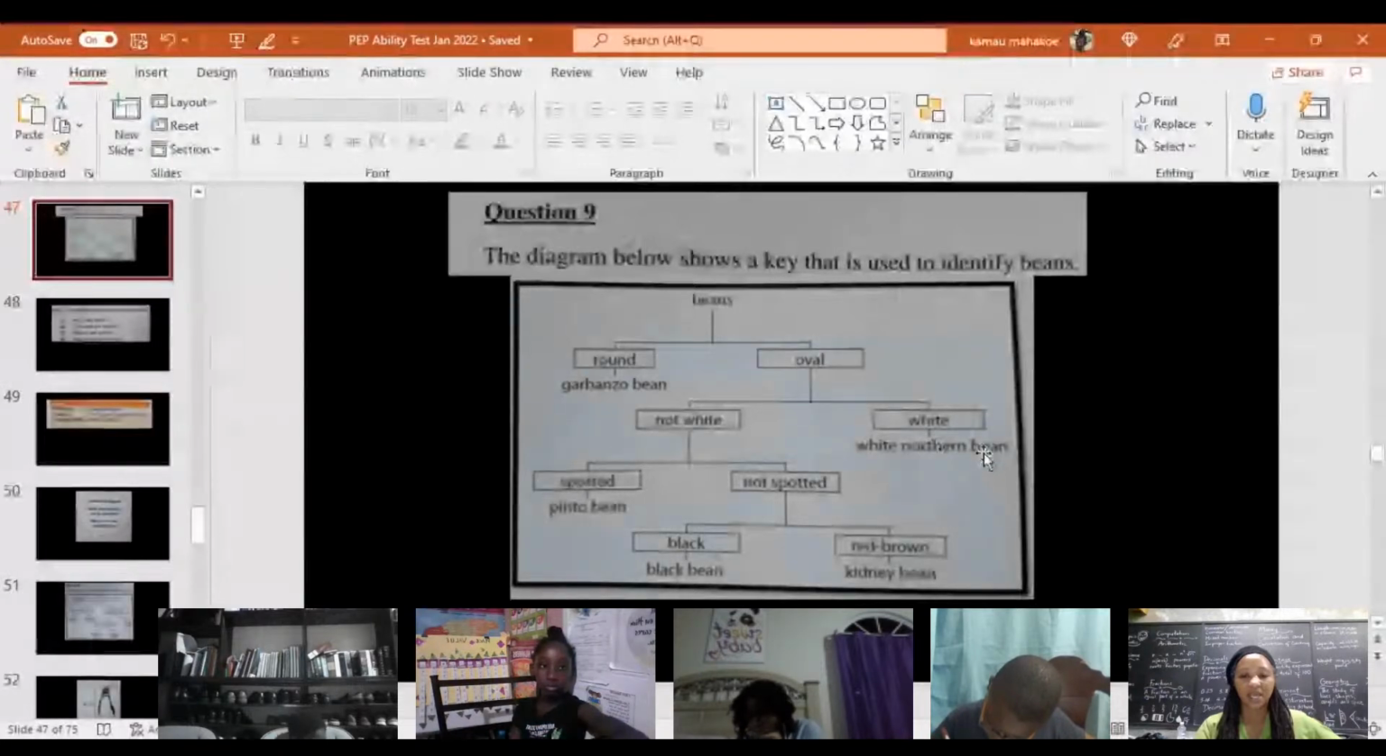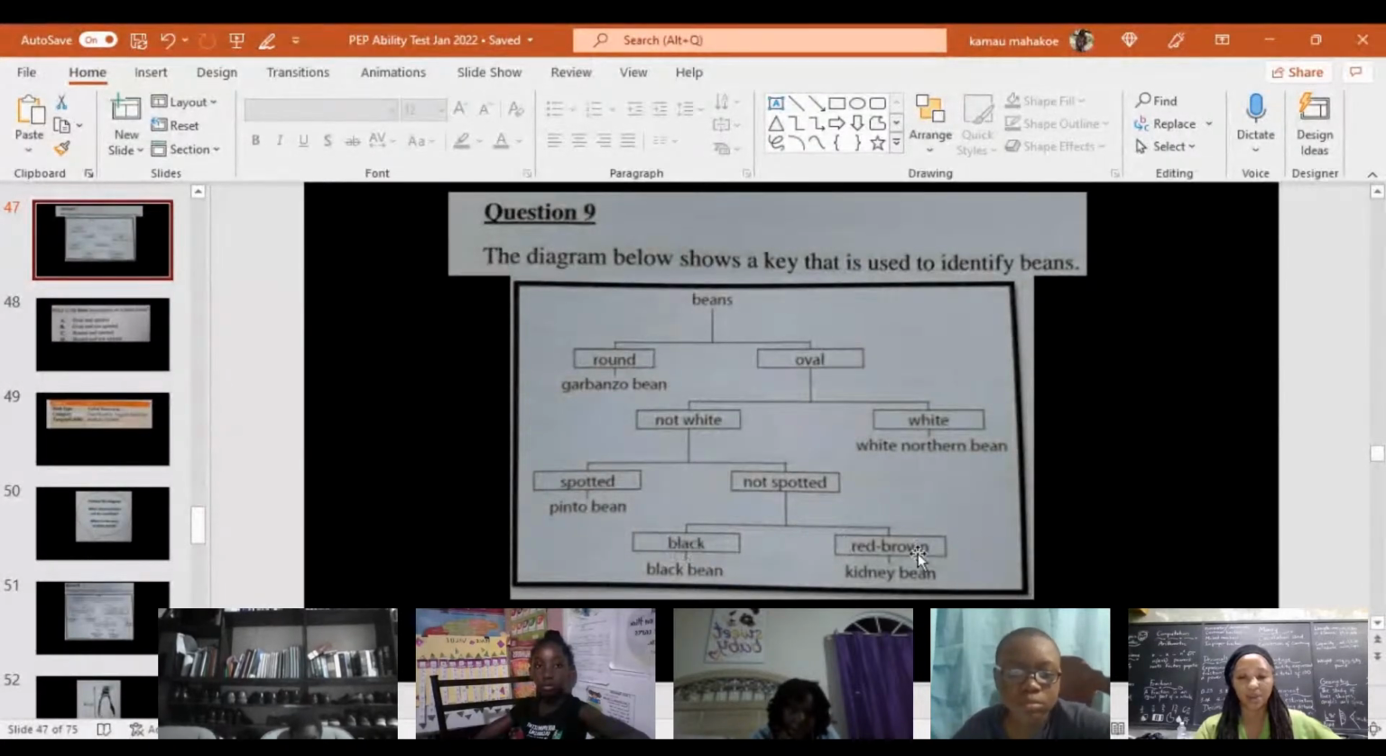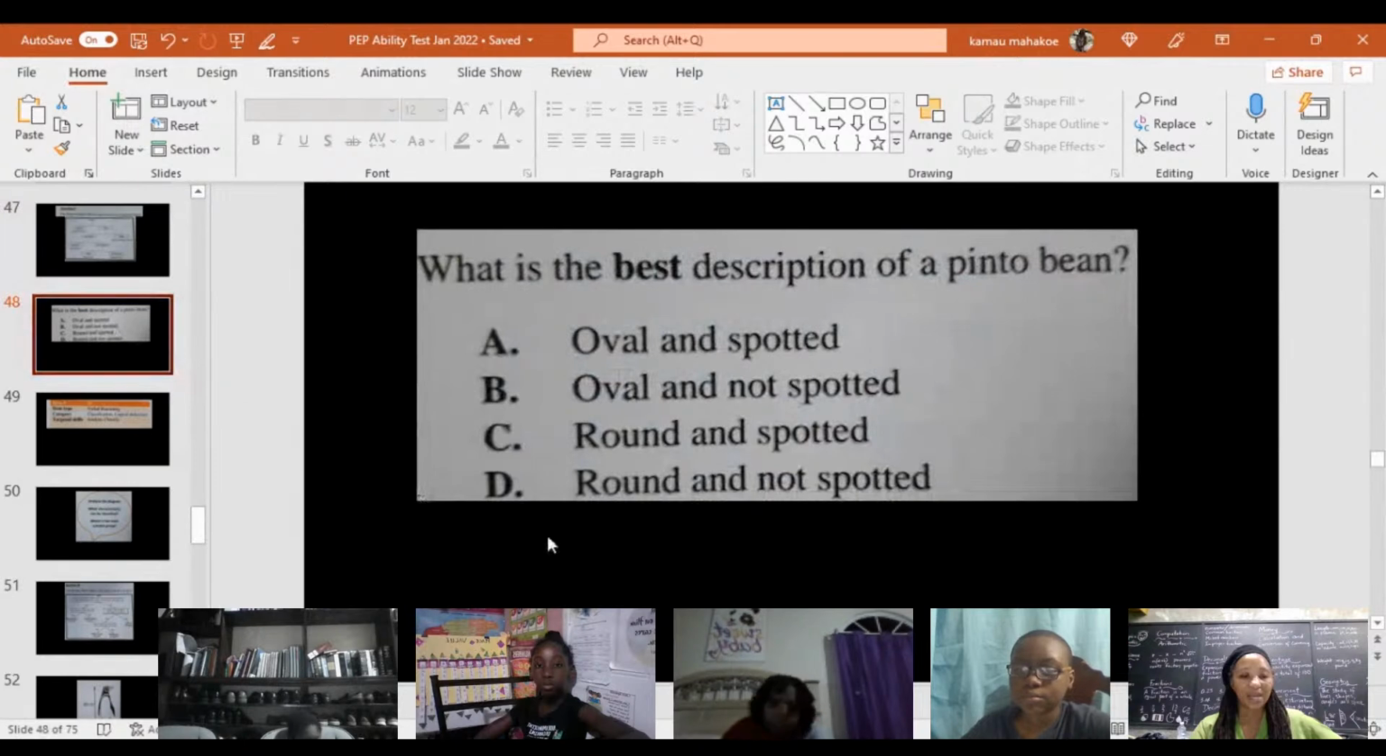The white northern bean, that comes under white. Under not white, we break it into two groups. Some are spotted and some are not spotted. The pinto bean is spotted. The not spotted ones can be broken into two groups, black or red-brown. And the red-brown ones are the kidney beans and the black are the black bean. So Madison, can you read the question?